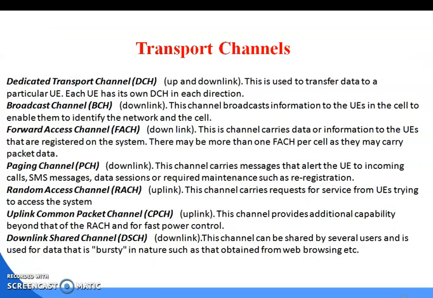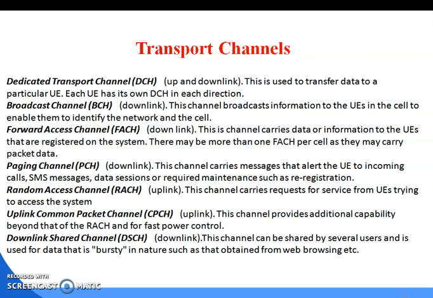Next come to the transport channels. Dedicated Transport Channel, DCH, up and downlink. This is used to transfer data to a particular UE. User equipment, UE, has its own DCH in each direction. Next is the Broadcast Channel, BCH, downlink. This channel broadcasts information to the UEs in the cell to enable them to identify the network and the cell.